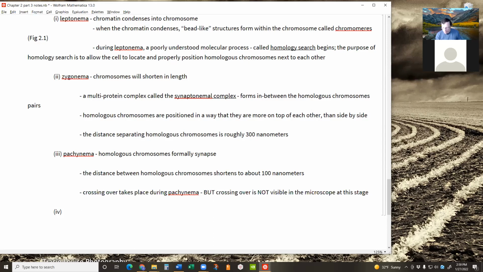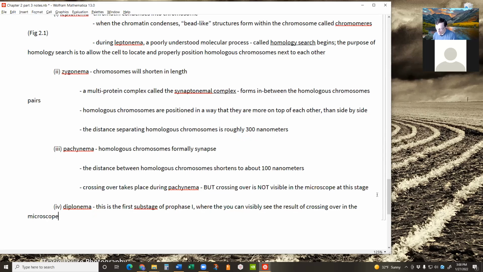All right, diplonemia. Diplonemia is the next stage, in which in the microscope you would think that crossing over took place, but really it took place during pachynemia. During diplonemia, this is the first substage of prophase 1 where you can visibly see the result of crossing over in the microscope. So we have had the exchange of genetic material at pachynemia, but we can't witness it in the microscope till diplonemia.